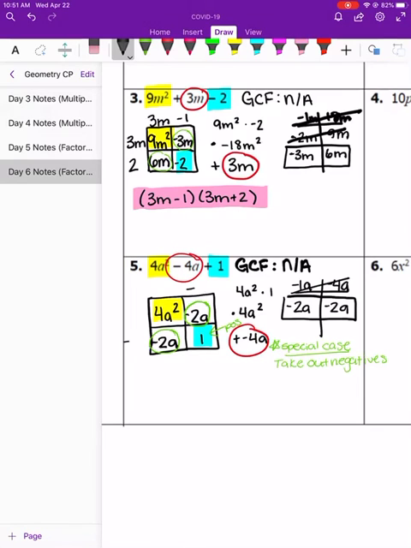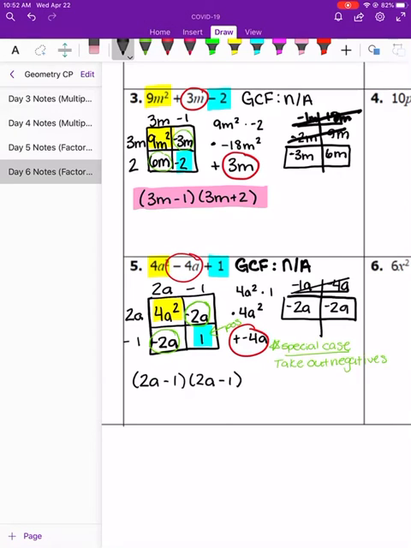Okay? So for my first row, 4a squared and negative 2a, I can take out a 2a. For my second row, negative 2a and a 1, I've already taken out that negative. And all you can take out from here is a 1, because the only thing you can take out of a 1 is a 1. For my first column, 4a squared minus 2a, I can take out a 2a. And my second column, again, is a negative 2a and a 1. So I can take out a 1. So 2a minus 1, 2a minus 1.